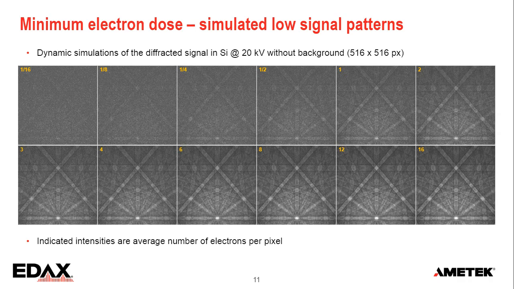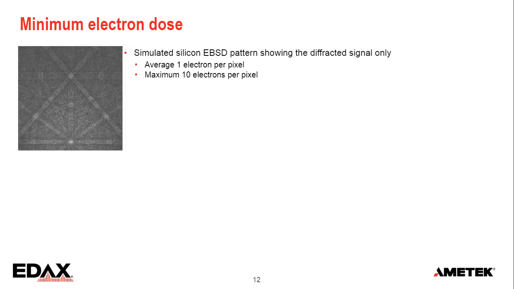Now, what you have to keep in mind for this is that this is a simulation of the diffracted signal. So this only shows the intensity of the electrons that diffracted on the bands that show us the bands. There is no background in these images. And so if we look here, again, average 1 electron, maximum we have about 10 electrons per pixel, here at the bottom in the middle of that zone axis. That looks plenty to index. It's easily recognizable.